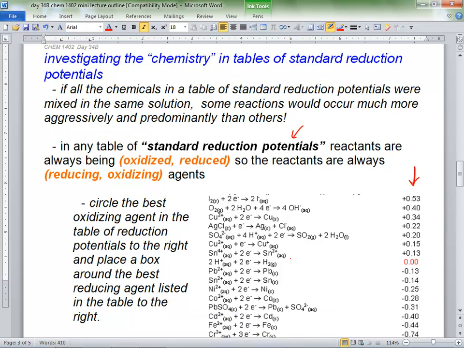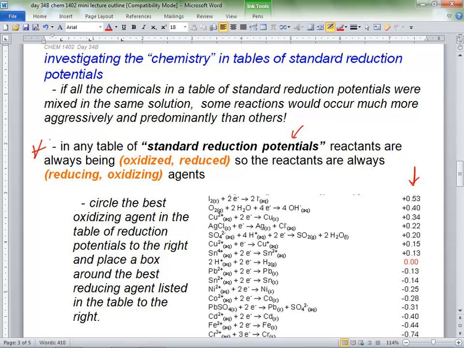So let's take a look at these tables and take a look at the chemistry of it. That's what I mean when I say chemistry: oxidizing agents and reducing agents. In any table of standard reduction potentials, reactants are always being, so here's a table. I just copied and pasted it. The reactants are always being what? Reduced. Everybody agree? Okay, just pick one.